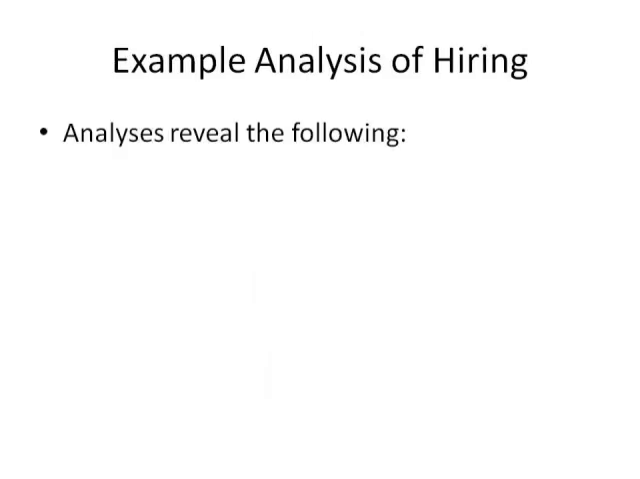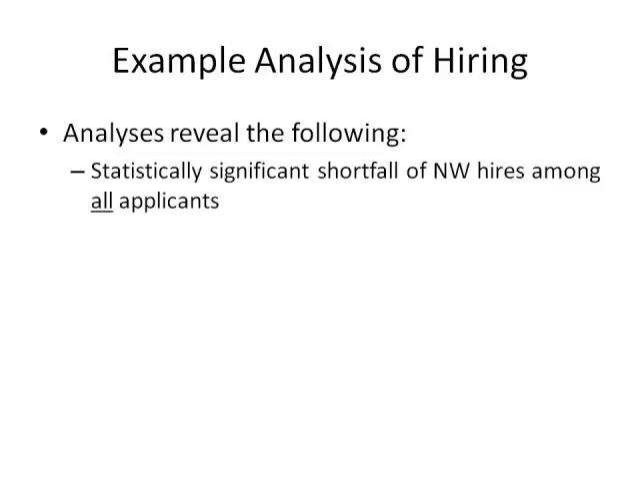Let's think about the results of these analyses for a minute. The analyses reveal the following. When we look at all applicants, we see there's a statistically significant shortfall of non-white hires. Now, this result could be used by a plaintiff to demonstrate a prima facie case of disparate impact on the use of the college degree as a requirement for hiring. That degree requirement has a disparate impact.